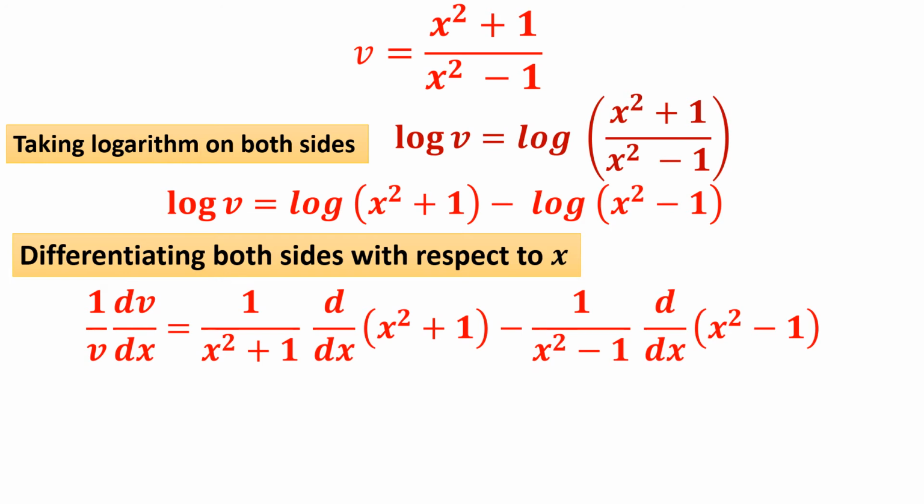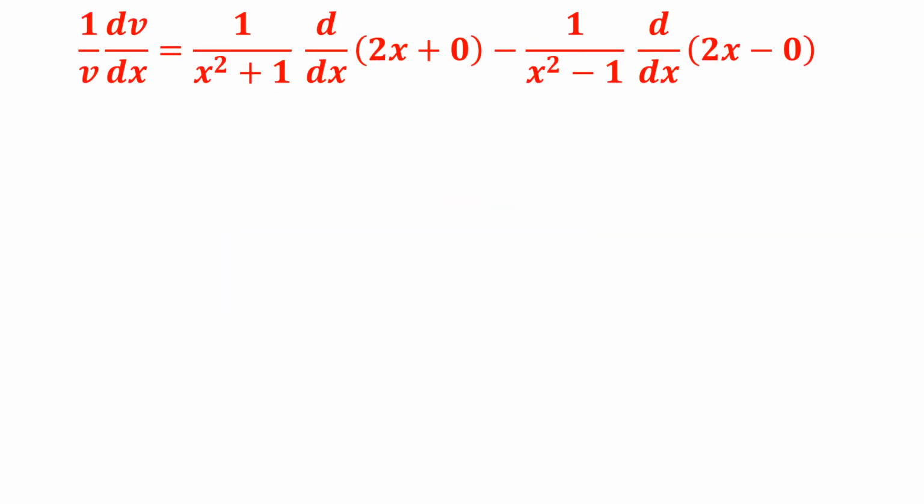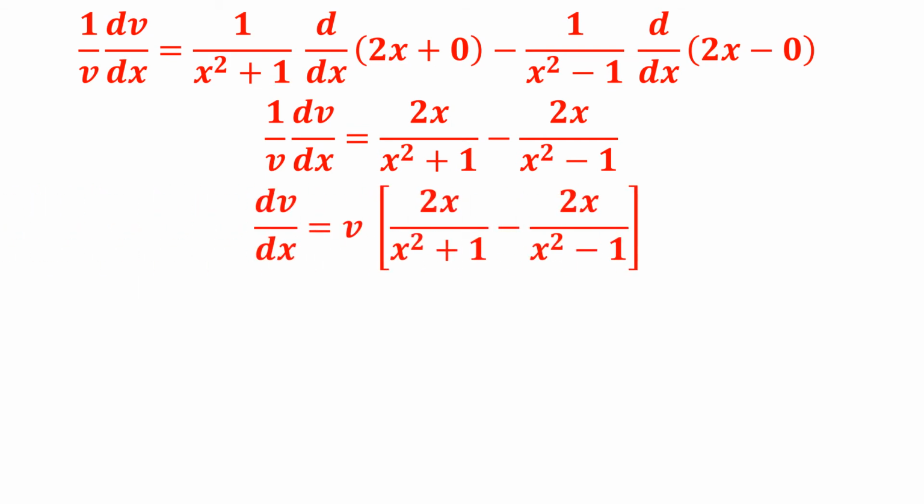(1/v) dv/dx: log of something, therefore function of function rule or chain rule. 1/(x² + 1) into the differentiation of x² + 1, minus 1/(x² − 1) into d/dx of x² − 1. The differentiation of x² + 1 is 2x + 0. Differentiation of x² − 1 is 2x − 0. By simplifying it, the first term will be 2x/(x² + 1). Second term is 2x/(x² − 1).